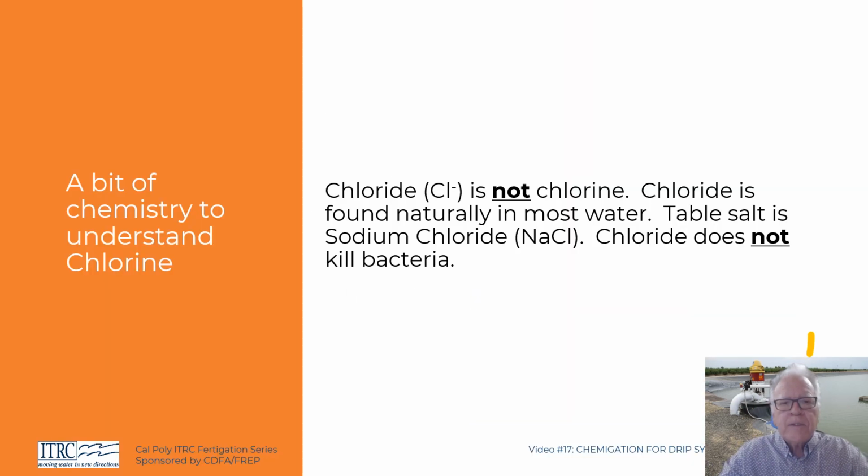Now, to be certain here, regarding chemistry, chloride, that's Cl with a negative, is common in irrigation water and isn't going to do anything for your bacteria control because it's not chlorine. Chloride is found in most water. Table salt is sodium chloride, but again, it does not kill bacteria. I'm talking about chlorine here, and there are a couple of forms of chlorine, which I'll discuss.